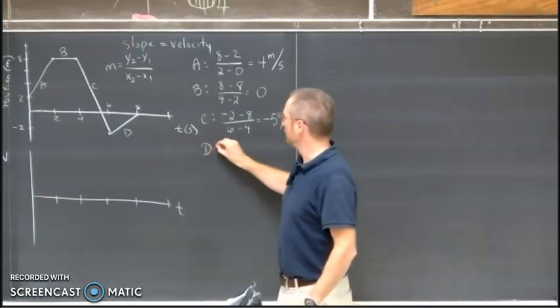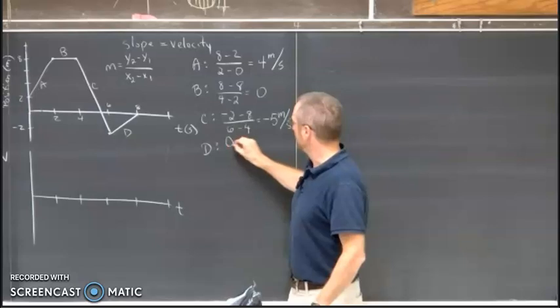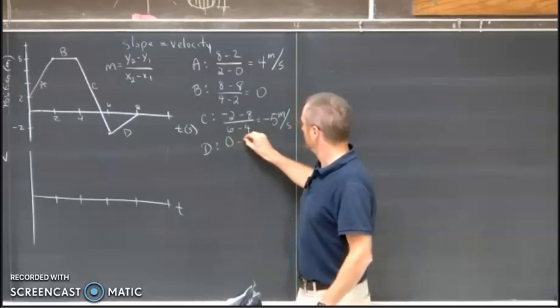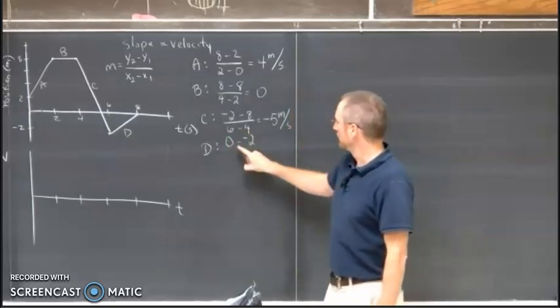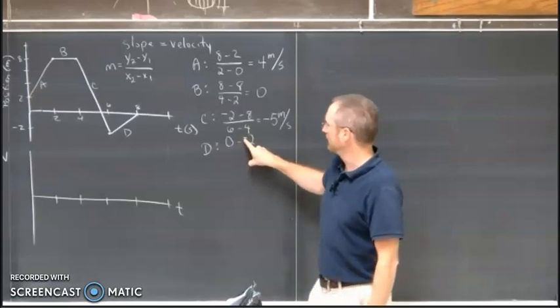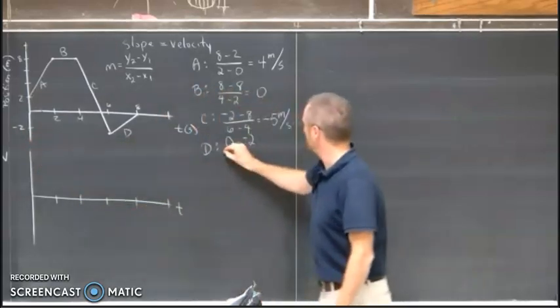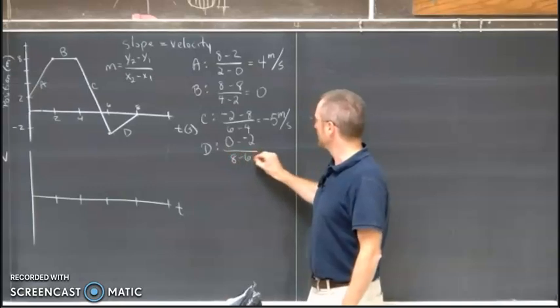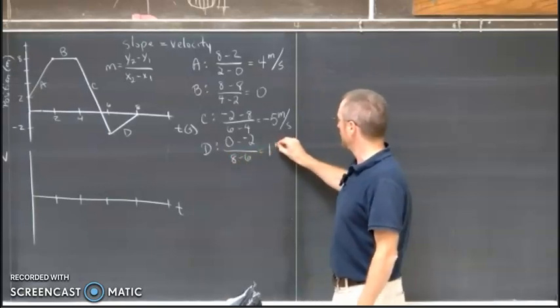And then for part D, we're going to end up back at 0. We were at negative 2. Remember, the minus sign is part of the equation. That minus sign is from the position of the object. And then 8 minus 6. So then that will be 1 meter per second.